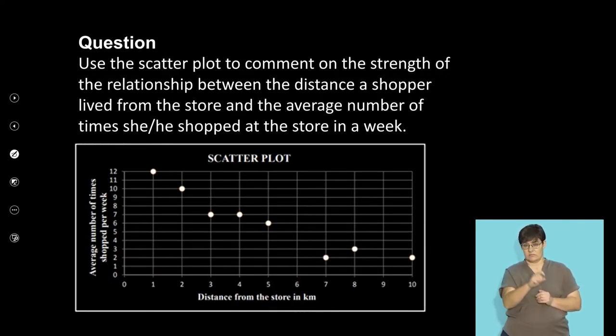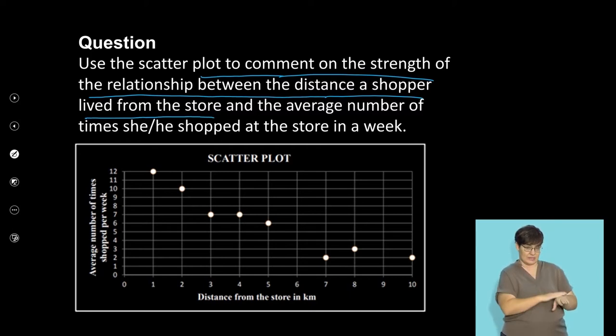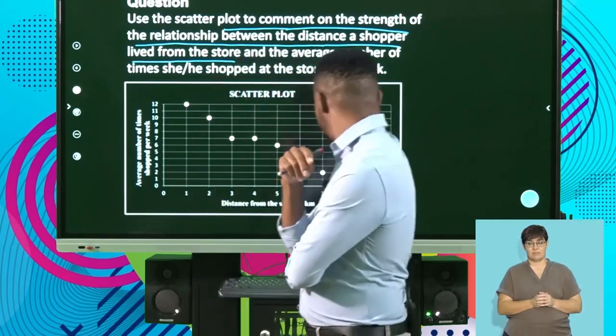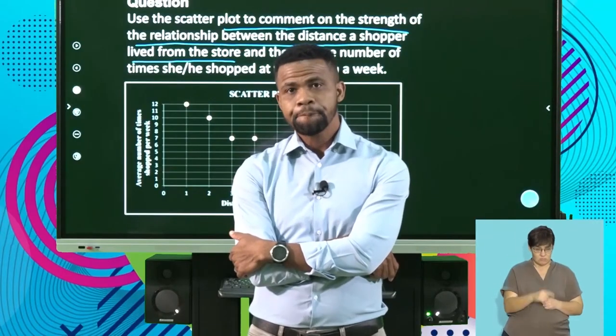Questions. Use the scatter plot to comment on the strength of the relationship between the distance a shopper lived from the store and the average number of times she or he shopped at the store per week. So what do we have to comment? The strength of the relationship. By looking at this, can I comment on the strength of the relationship? Okay, I can.